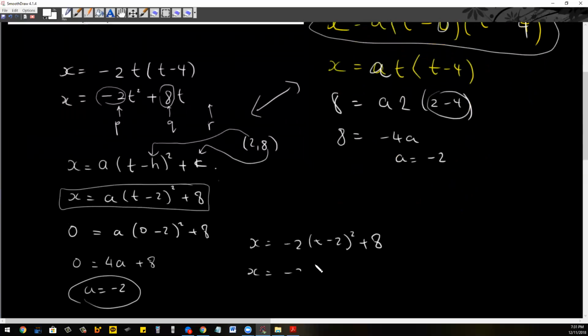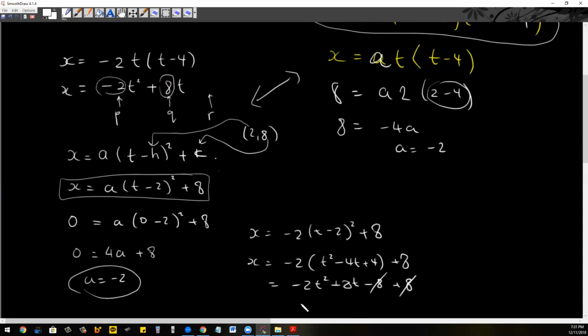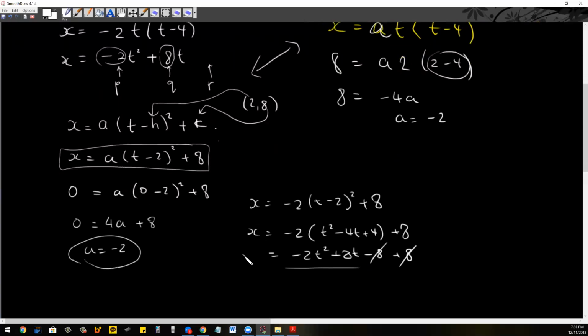So this is negative 2 here, and then t squared minus 4t plus 4, plus 8. Expand this one out: negative 2t squared plus 8t minus 8 plus 8. The 8 cancels out. Same thing.